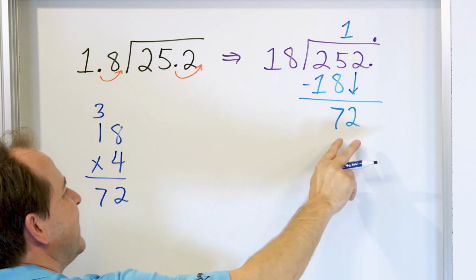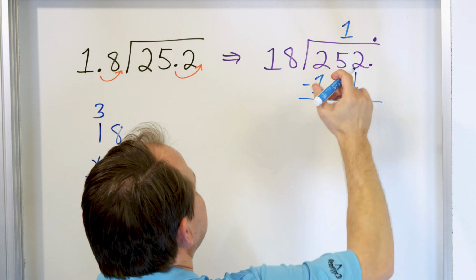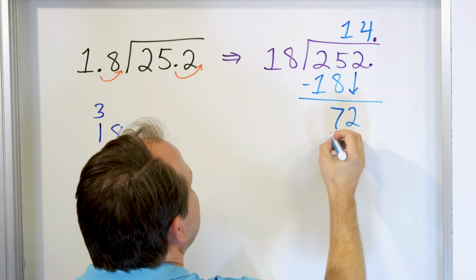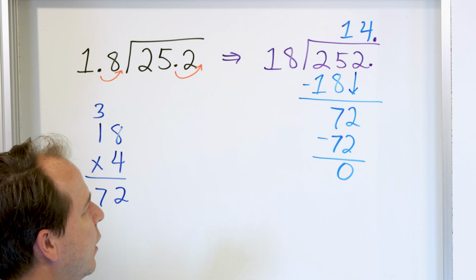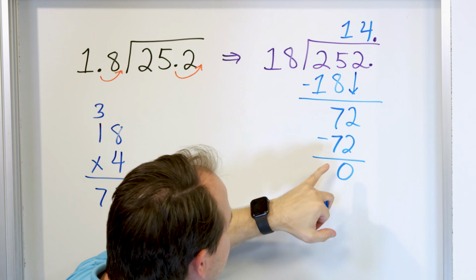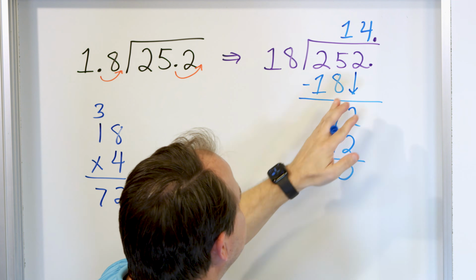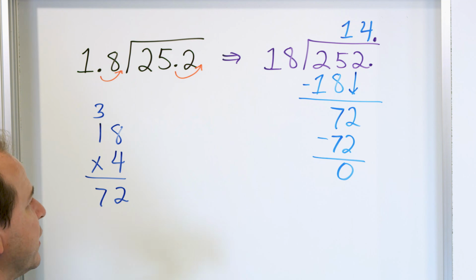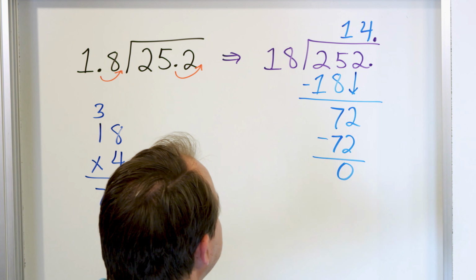So it actually equals exactly 72 when we multiply by 4. So 18 times 4 is exactly equal to 72, and now we have a difference of 0. There are no further digits to drag down in our problem, and the remainder is 0, so we can stop. When you get to a remainder of 0, or if there's no more digits to drag down, then you can go ahead and stop.